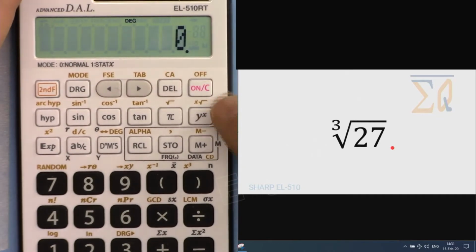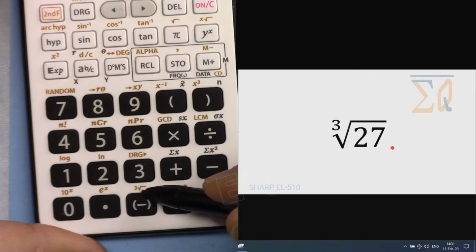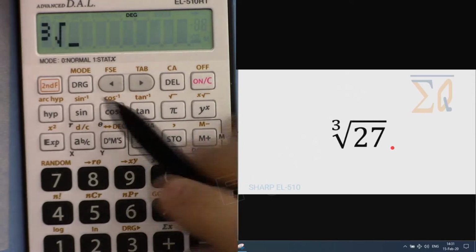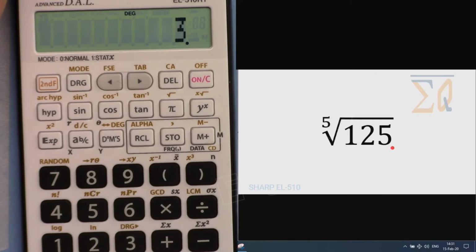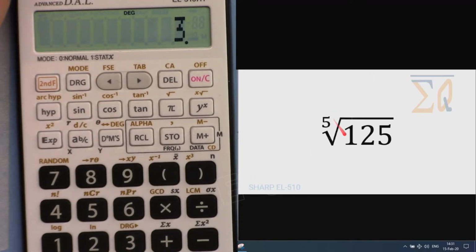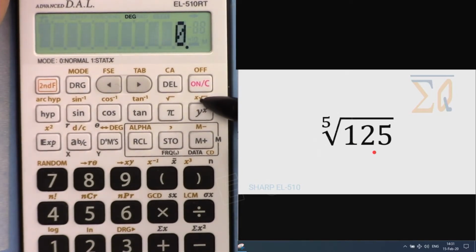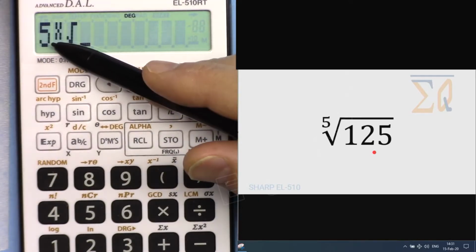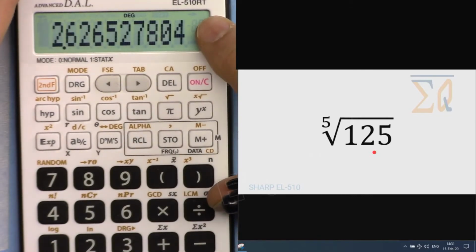If you want to do cube root of something, we have a dedicated cube root here. For cube root, second function and negative sign, so I'm using second function negative sign, that's cube root of 27, gives you the value. But if you want to do other than square or cube, let's say another value, you can do that as well. Here we have square root with an x in front of it. So you enter 5 and then second function on this. So this way 5 is on the other side, and then 1, 2, 5, and that is the fifth root of 125.